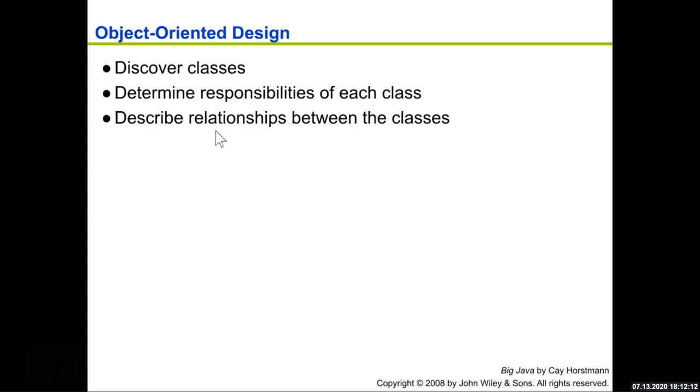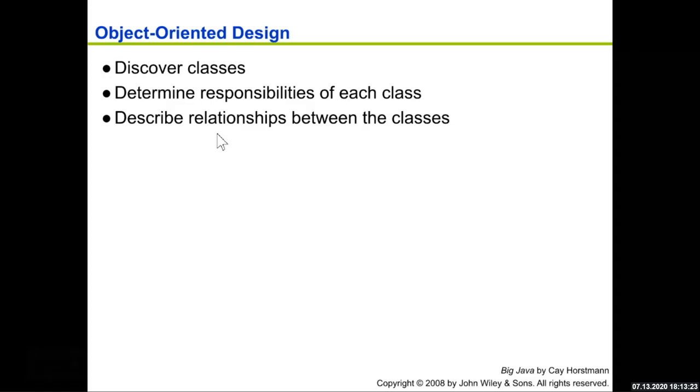So with object-oriented design, one of the first things you need to do is discover the classes. What are the classes in the problem? I think I've mentioned there's a good rule of thumb. Does anyone remember what it is? How can we think of the classes in a problem? If I haven't mentioned it, just try to brainstorm. Yes, exactly. Perfect.